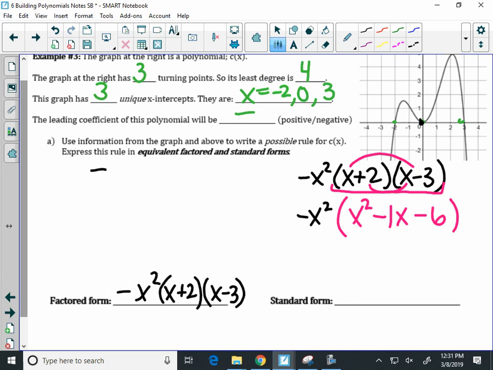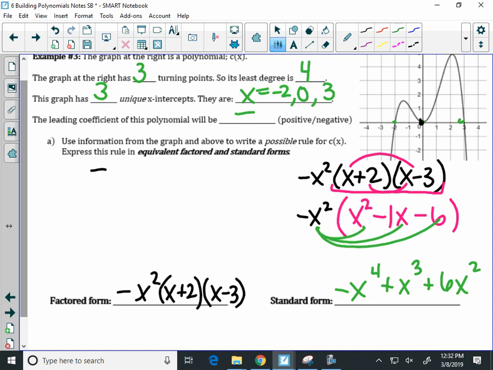What I have to do is distribute the negative x squared to each term. So what do I end up with? Negative x to the 4th plus x to the 3rd plus 6x squared. So it has degree 4 like we planned. It has a negative leading coefficient. And if we wanted to, we could check in our calculator and see that it was. We're almost done. So we can write an equation given a picture.